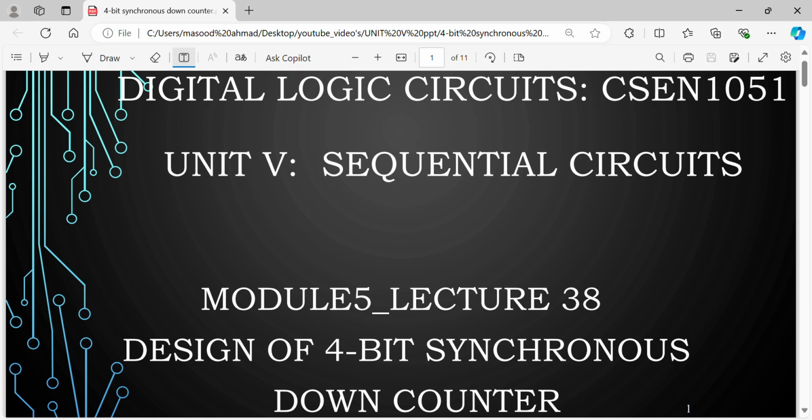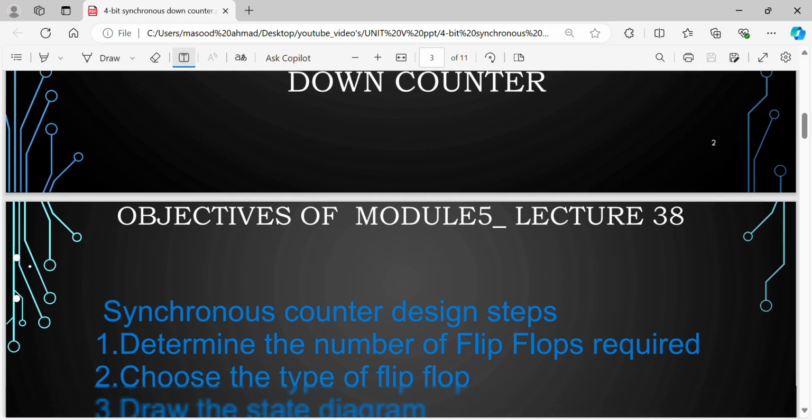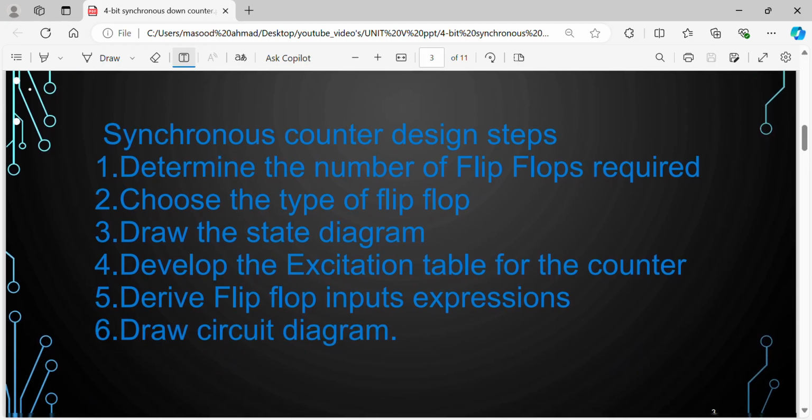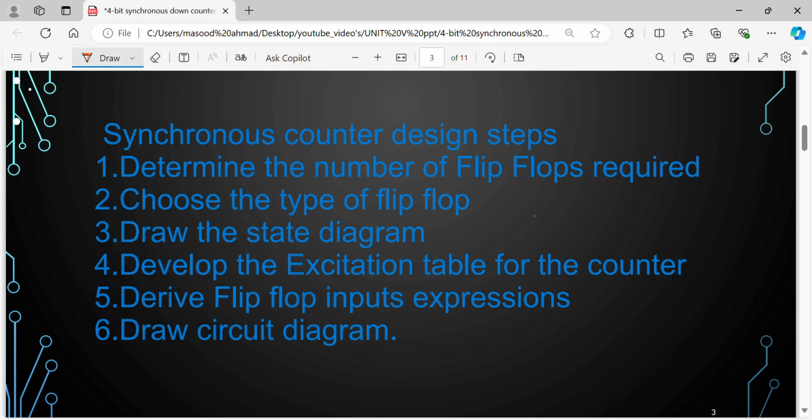My dear students, now we are going to look at 4-bit synchronous down counter design. In this design, we will first look at the number of flip-flops required, followed by the type of flip-flop that we would like to use. Then we'll go for the actual state diagram, then the excitation table, then getting expressions for the flip-flop inputs.